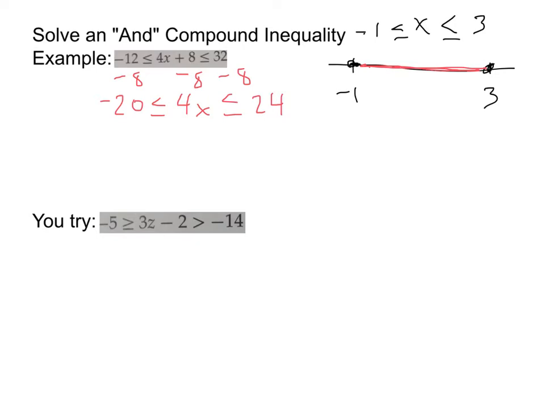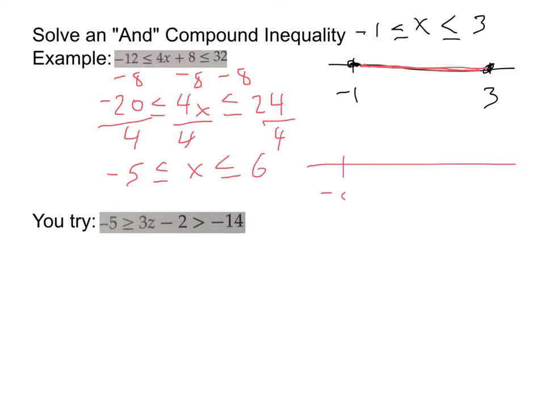Now how do I get rid of that 4? It's multiplying, and the inverse of multiplication is division, so I divide everything by 4. That gives me negative 5 is less than or equal to x is less than or equal to 6. So on my number line, I'd go from negative 5 up to 6, and it's going to be filled in because it says "or equal to." So that's our bounded region.